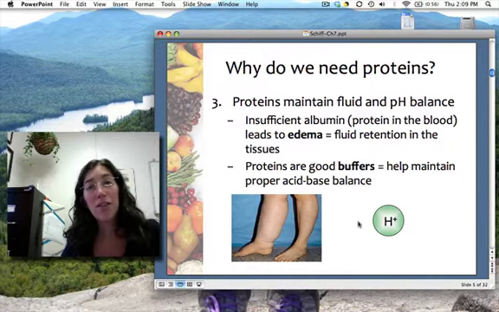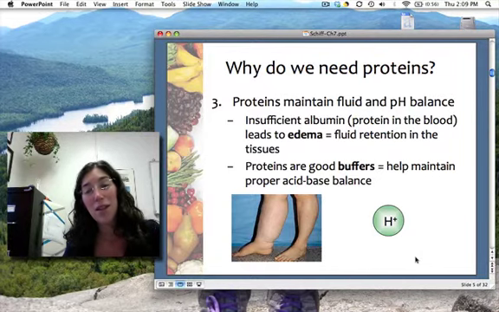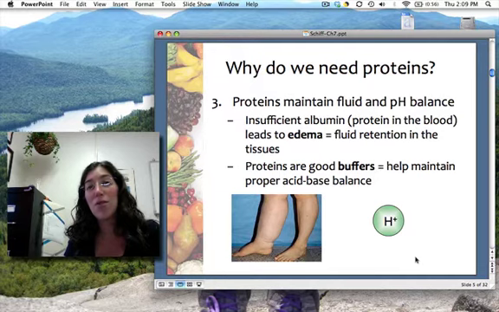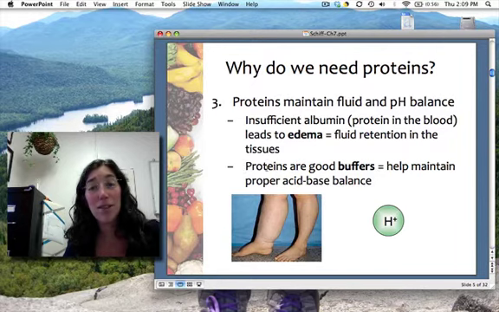Proteins also act as good buffers. They help soak up these hydrogen ions, so they help reduce the acidity of the blood. They also can absorb the basic ions. So they're excellent buffers. They help to balance the pH. We're talking about amino acids. Amino acids act as excellent buffers.